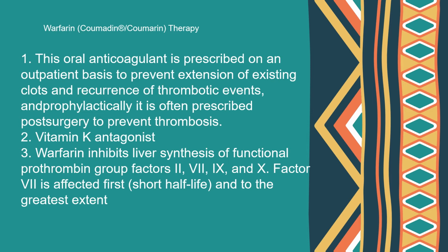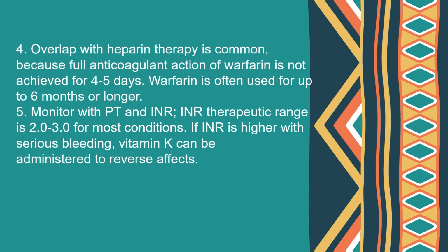This is a vitamin K antagonist, and the warfarin inhibits the production of prothrombin group factors like factors 2, 7, 9, and 10. The first one that gets affected is factor 7, so that means it is mainly for extrinsic pathway. Sometimes the therapy with warfarin is included with heparin therapy. So this is to improve the effect of the anticoagulants.